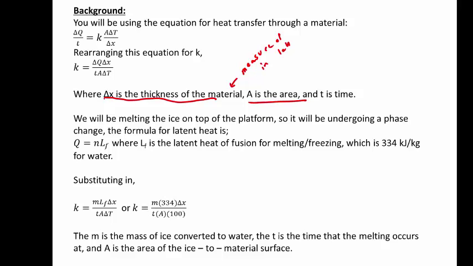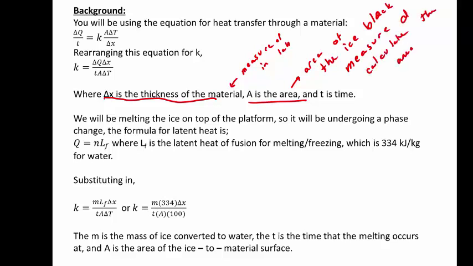A is the area between the material and the change in temperature. The area is going to be the area of the ice block. Okay, and you're going to have to measure the diameter of the ice block and then calculate the area. t is simply time. It's how long the ice block is sitting on the material.